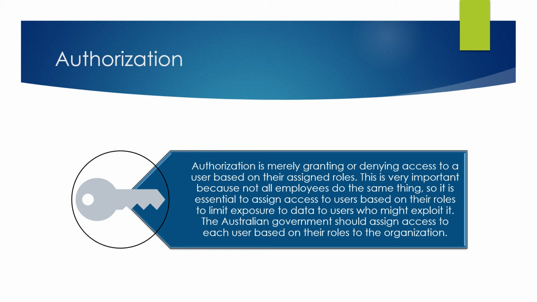Authorization is merely granting access or denying access to a user based on the assigned roles. So if you are properly authenticated, then you'll be authorized to get into the system. But if you don't properly authenticate yourself with those aforementioned CAC card or PIV card, then you will not be authorized to get into the system.